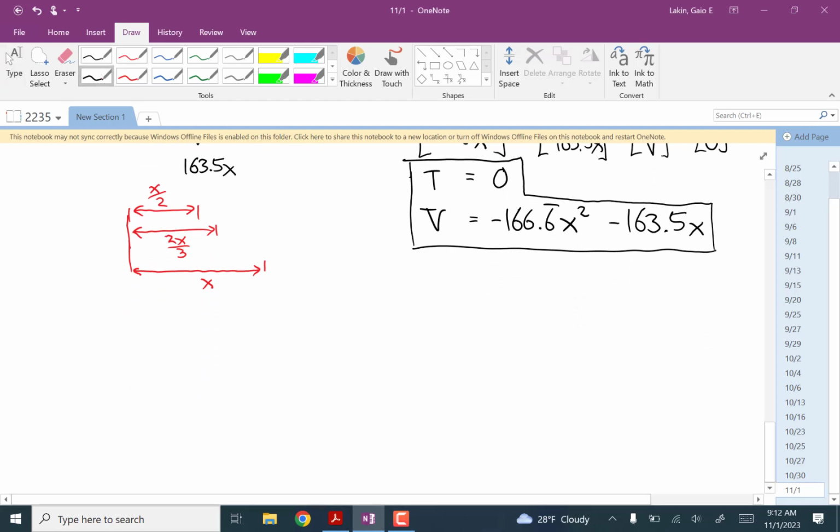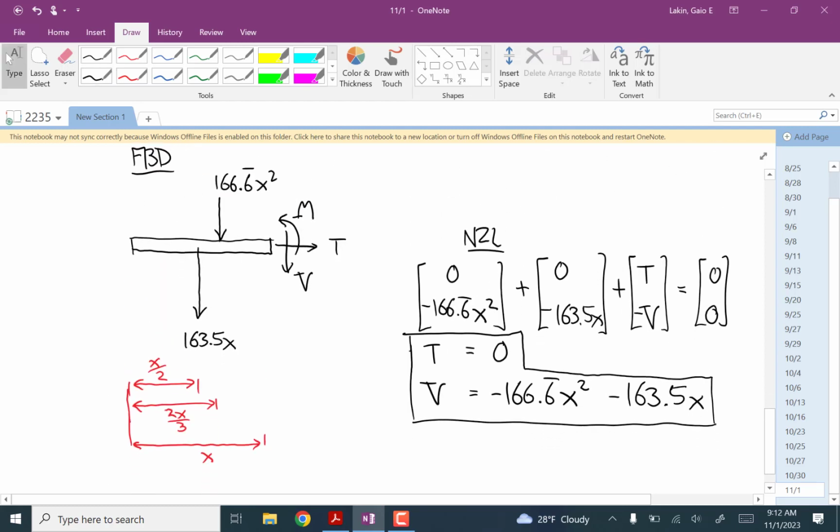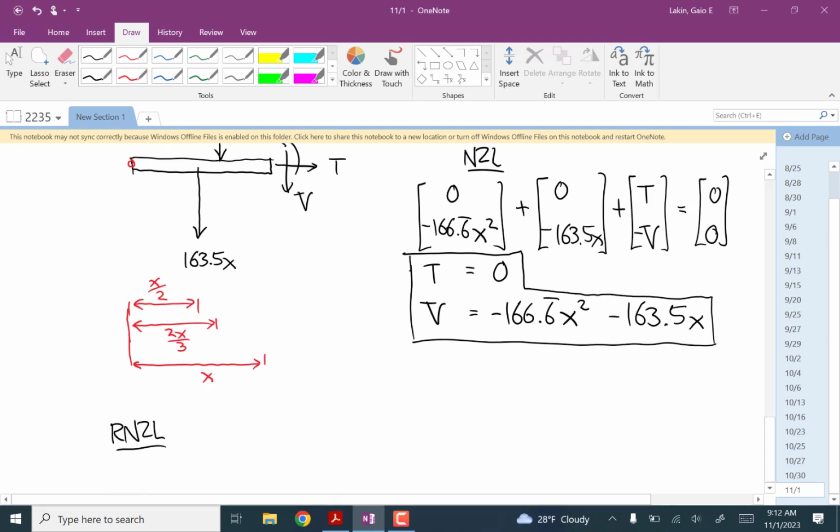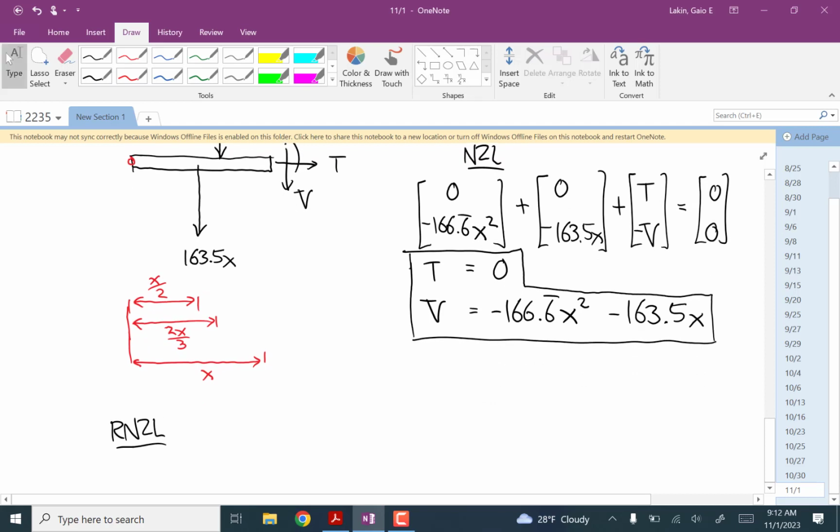And then the moment equation, the 163.5x, would this make this rotate? I'm still using the same about point as always. Would the 163.5x make it rotate clockwise or counterclockwise? Any other guesses? Yeah, clockwise.